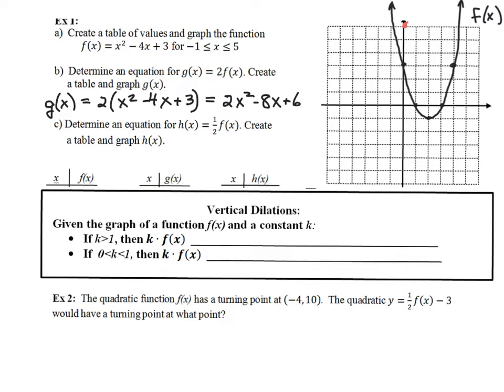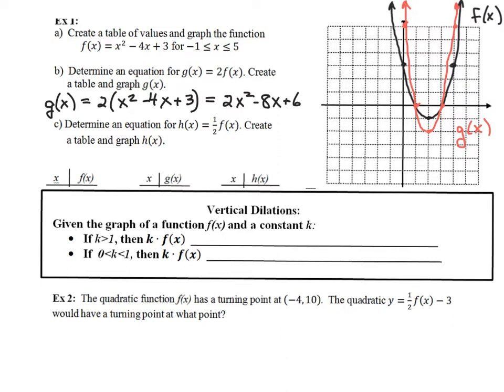At 1, the y value is 0. At 2, the y value is -2. At 3, I'm back at 0 again. And at 4, it's also 6. So connecting these points, I see that my red graph is going to be the graph of g of x. And I can see by looking at this that my graph has been stretched in the vertical direction. Notice that the horizontal direction, while it looks like the parabola is a little bit skinnier, the x-coordinates did not change. The y-coordinates were the only ones that changed.